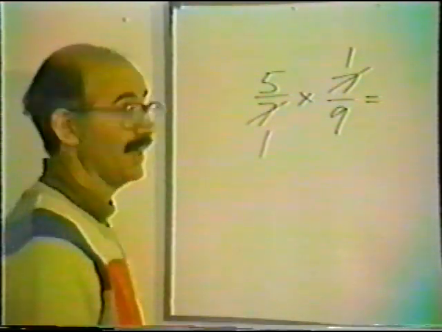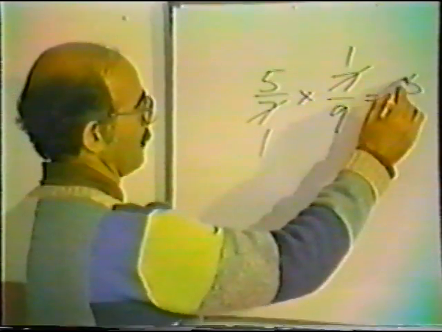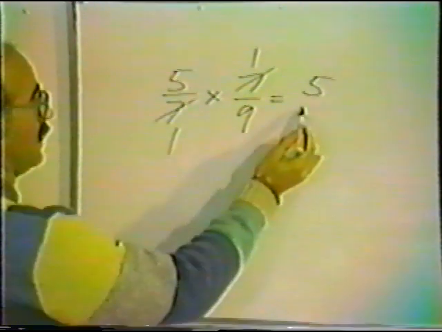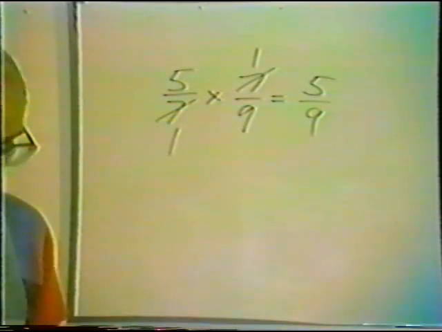Now multiply across. 5 times 1 is 5. 1 times 9 is 9. The answer is 5/9.